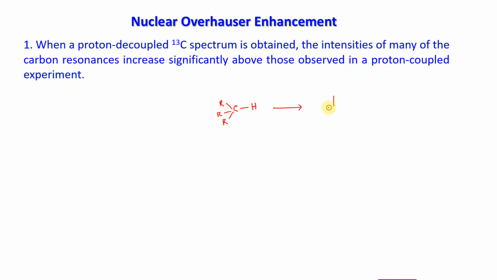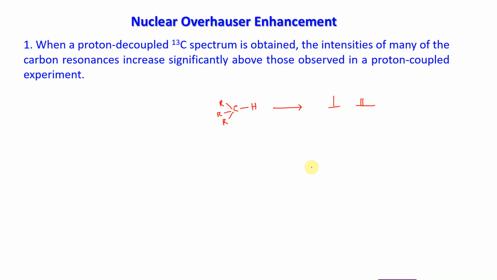In proton decoupled it is this one. In proton coupled, how many peaks will you get? Two peaks, right? Because you have a proton here, and in the proton coupled spectrum the proton will be splitting the carbon. Proton spin is half, so 2nI plus 1, that means n plus 1, two peaks. So you'll have a doublet.